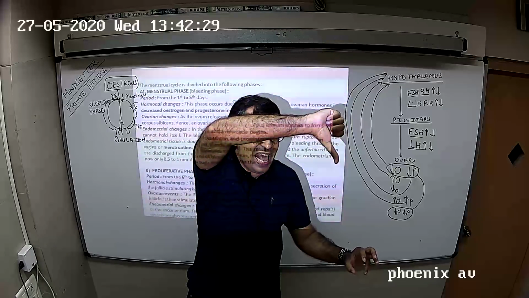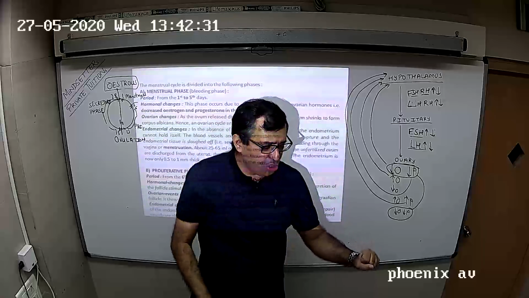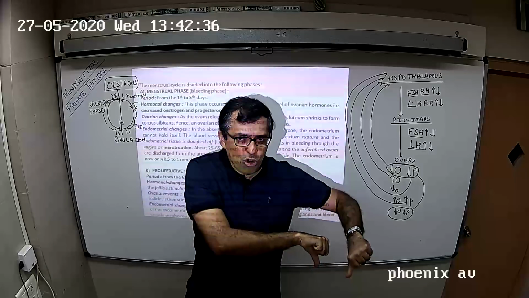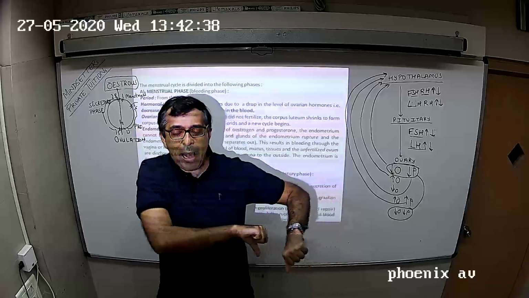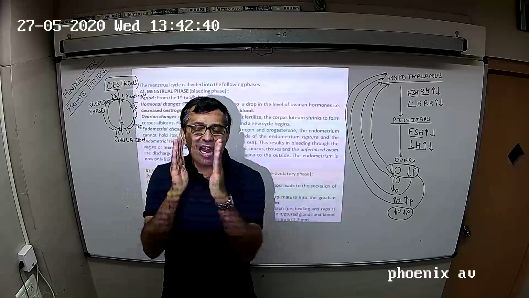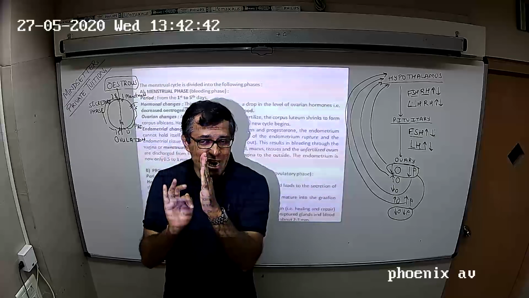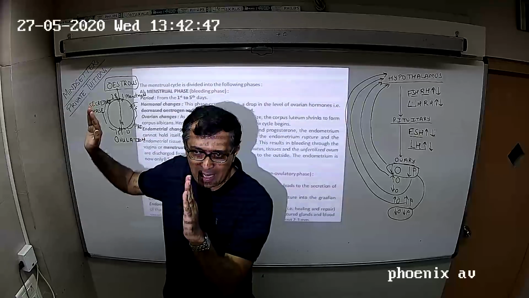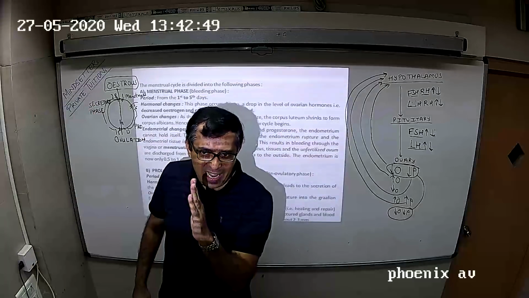LH becomes less. Corpus luteum shrinks to form corpus albicans. Estrogen and progesterone become less. In the absence of estrogen and progesterone, the endometrium will not get stimulated, the endometrium bursts, and menstruation takes place. Bleeding takes place for 5 days.